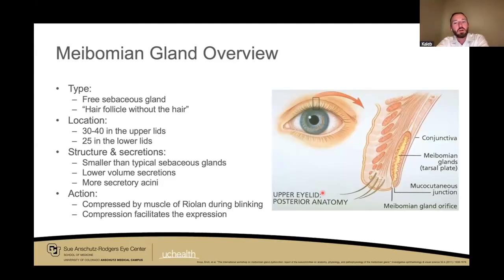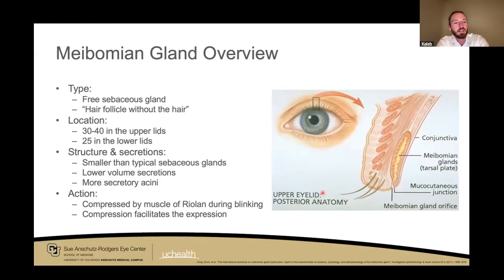You have 30 to 40 meibomian glands in the upper lids. You have 25 meibomian glands or so in the lower lids. If you think about the anatomy, the upper lids are way longer than the lower lids. The lower lids are pretty short. The upper lids have to be able to cover the entire eye whenever you close your eyes, so these are very, very long glands. They're skinnier glands, and there's a lot more of them. So when we think about the meibum secretions onto the ocular surface, about 2/3 of those secretions are coming from the upper glands, and about 1/3 are coming from the lower glands.